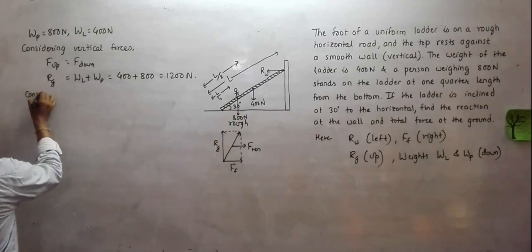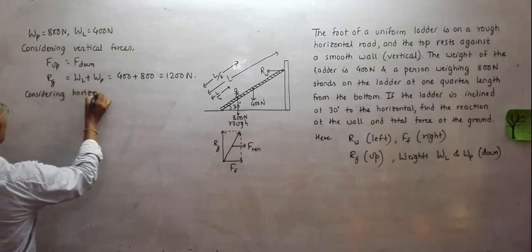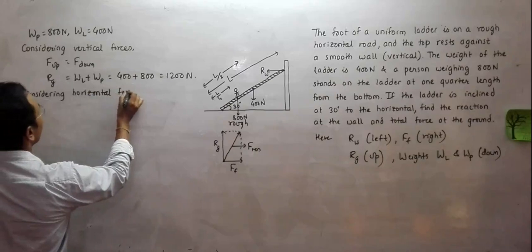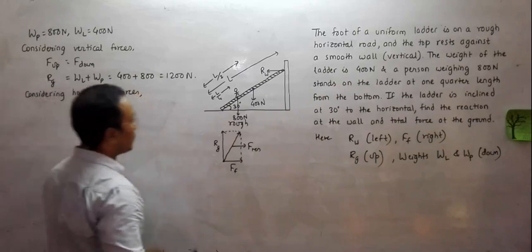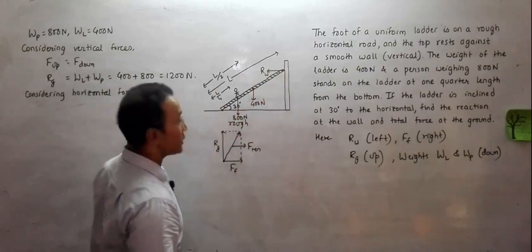And considering horizontal forces, I will have one force acting in this direction, which is FF, and the other in this direction, which is RW.